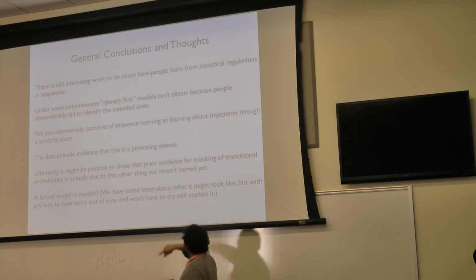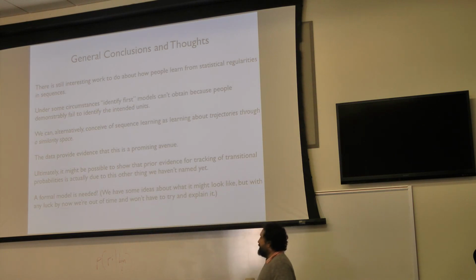And so a formal model is really needed, and we have some ideas about what to do with that. There's actually a math major who wants to do some things combining graph theory and topographic representations that I can try to talk more about, but I'm happy to stop here for a variety of reasons.